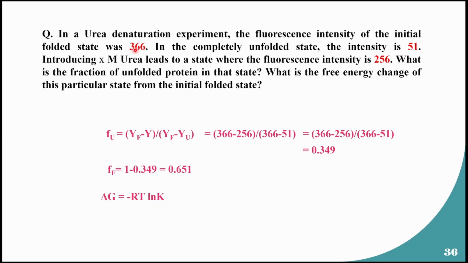So for the folded state it was 366. If you subtract 256, which is the current state's fluorescence intensity, and you divide it by 366 minus 51, where 51 is the completely unfolded state's fluorescence intensity, you will get a fraction value of 0.349, right? And for the folded population, if you subtract 0.349 from 1, you will get the folded state's fraction value. And for K, you have to take fraction unfolded divided by fraction folded. Okay.